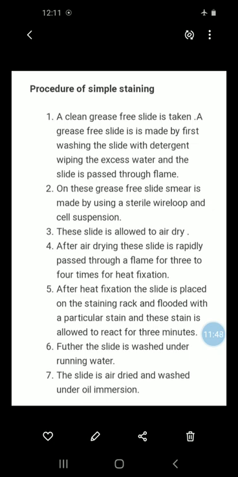Then the slide is washed under running water, normal water. Then the slide is air dried, and this slide is observed under the microscope. This is the simple procedure for simple staining.